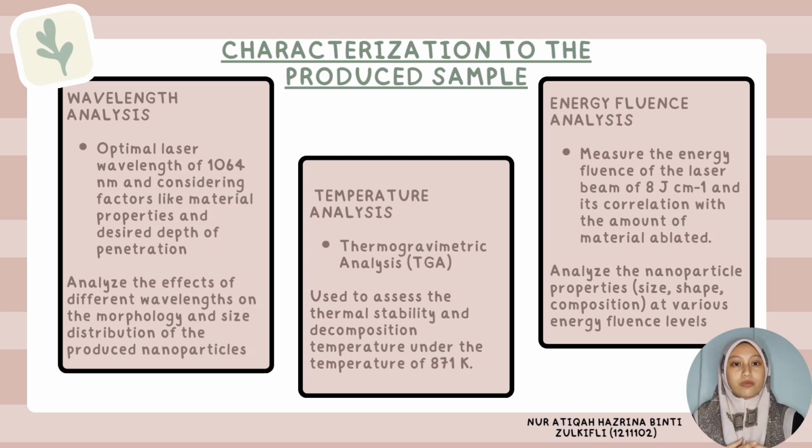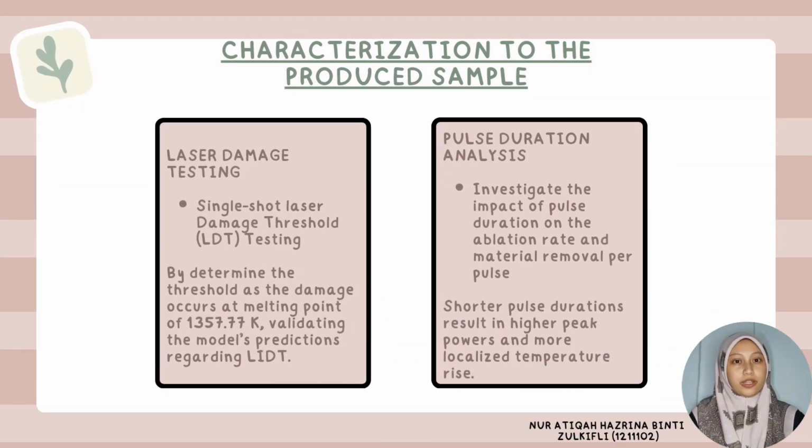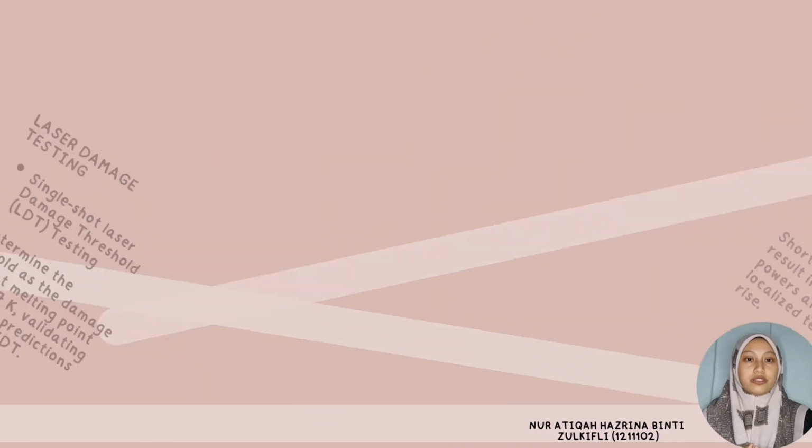This analysis uses thermogravimetric analysis (TGA) to observe thermal stability and decomposition temperature. Third, energy fluence analysis to determine how much energy is delivered to the material surface. Next, laser damage testing determines the damage threshold at the melting point, while pulse duration analysis studies how shorter pulse durations lead to higher peak power and localized temperature rise, affecting the ablation rate and material removal per pulse.